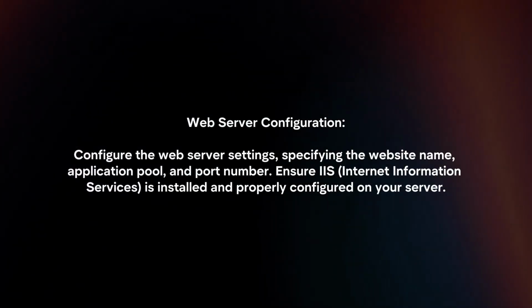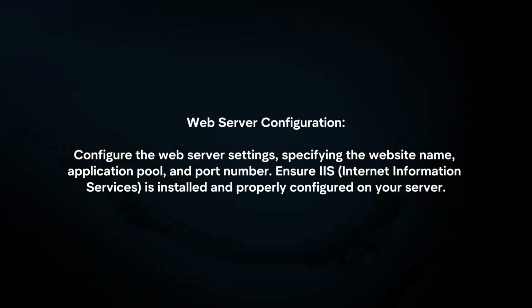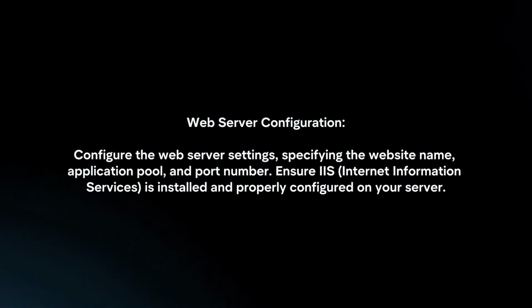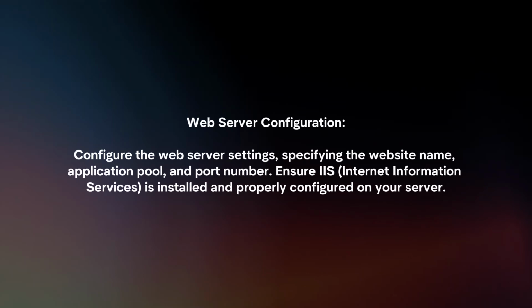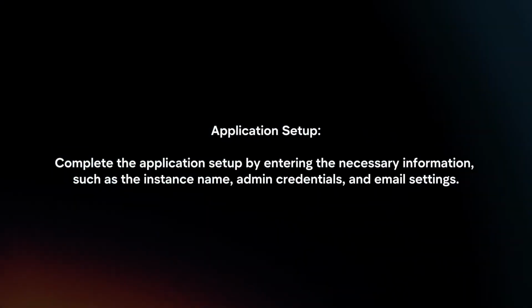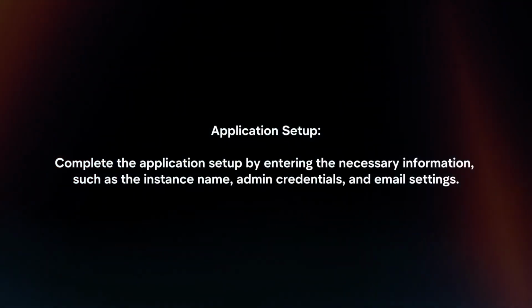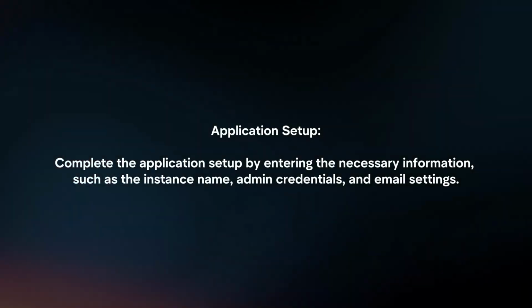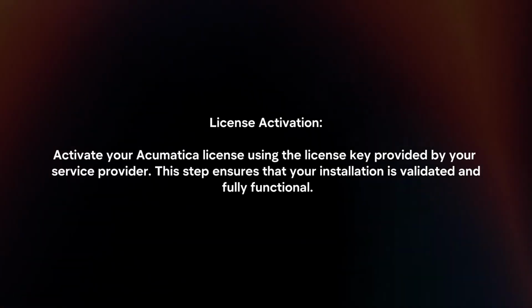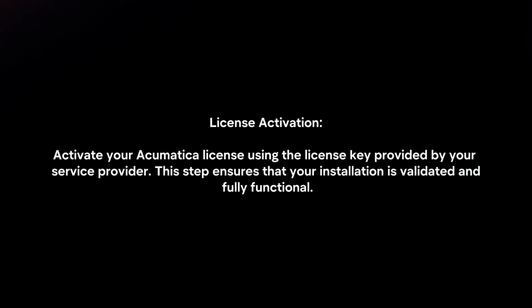Web server configuration. Configure the web server settings, specifying the website name, application pool, and port number. Ensure IIS is installed and properly configured on your server. Application setup. Complete the application setup by entering the necessary information, such as the instance name, admin credentials, and email settings.